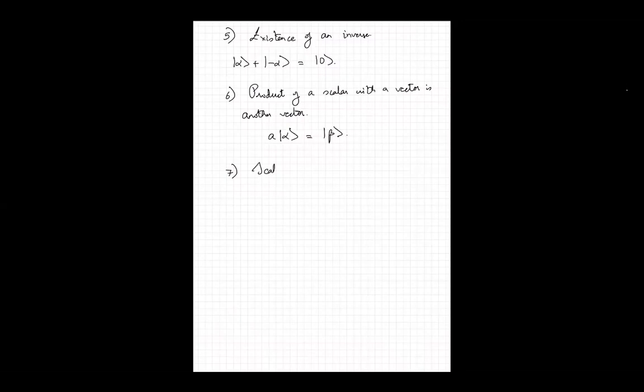Scalar multiplication is distributive with respect to vector addition. Okay, that's just a fancy way of saying that if I have a that multiplies the combination alpha plus beta, this is the same as computing the vector a times alpha, computing the vector a times beta, and adding them together. The scalar multiplication distributes between the vectors that are being added.